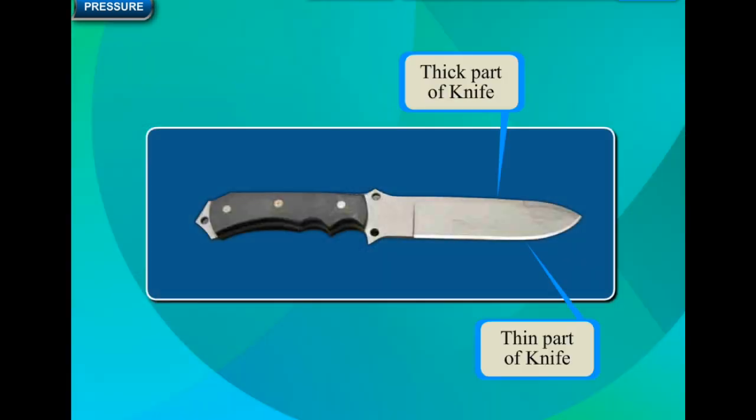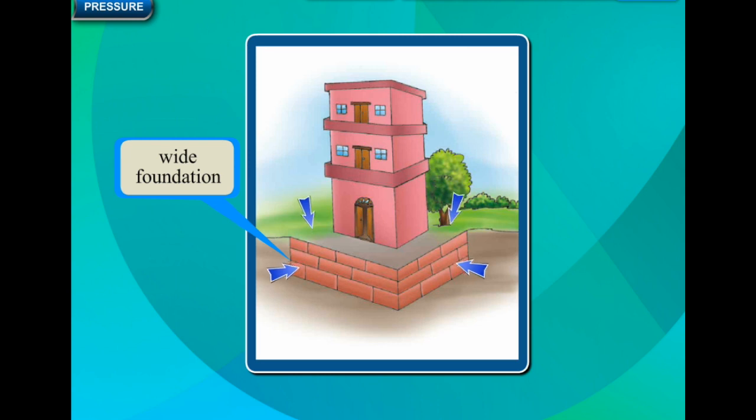The cutting edge of knives, blades, axes, etc. are sharpened. As the cutting edge is sharpened, the area of contact decreases, and hence pressure exerted by them increases. Foundations of high-rise buildings are kept wide so that they exert less pressure on the ground and do not sink in due to the extremely high pressure of the building.